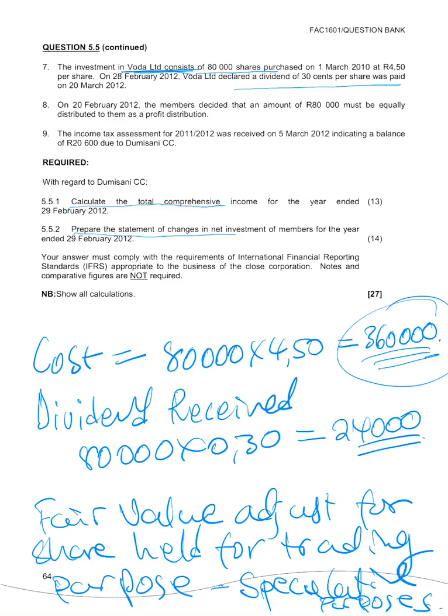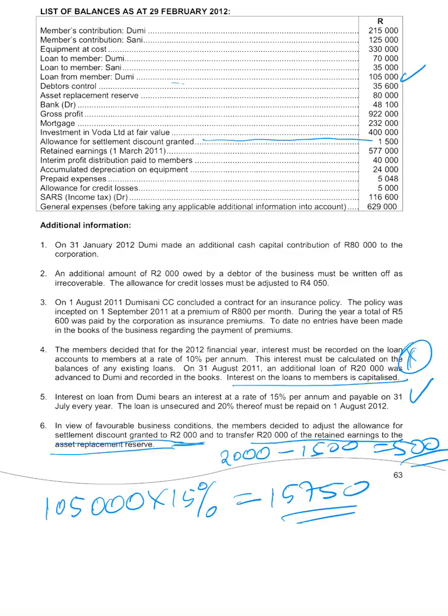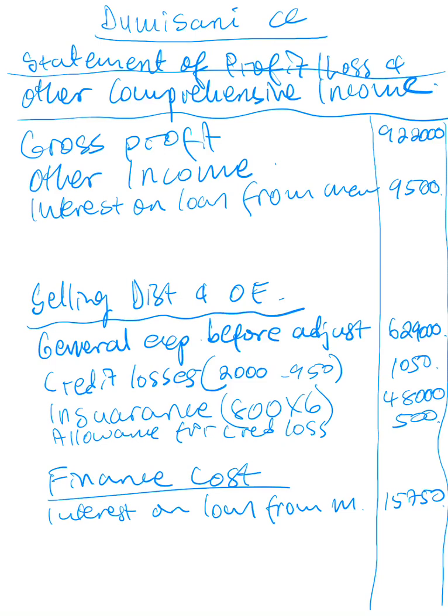Right, so in this case, we have got dividend received. That's the first thing that we'll start with. It's other income. Dividend received. We say it is 24,000.